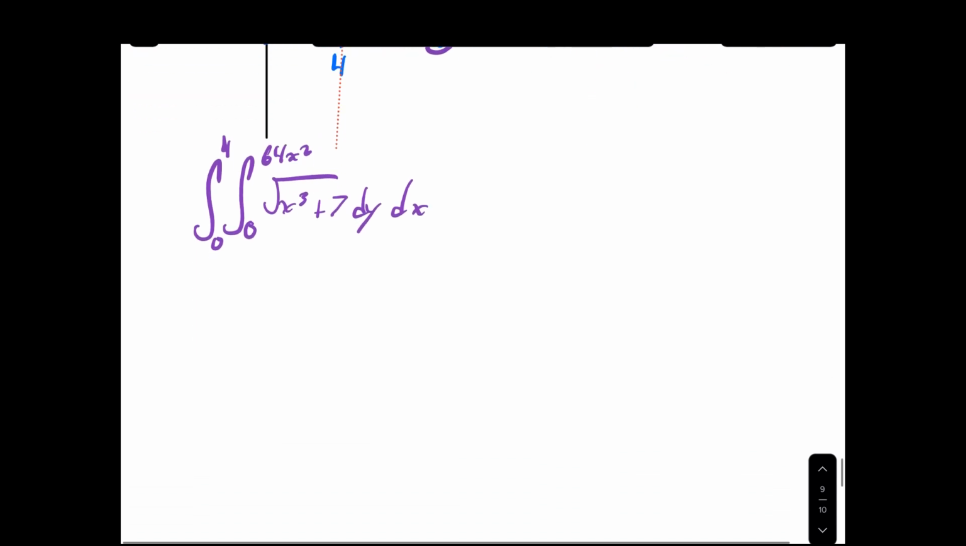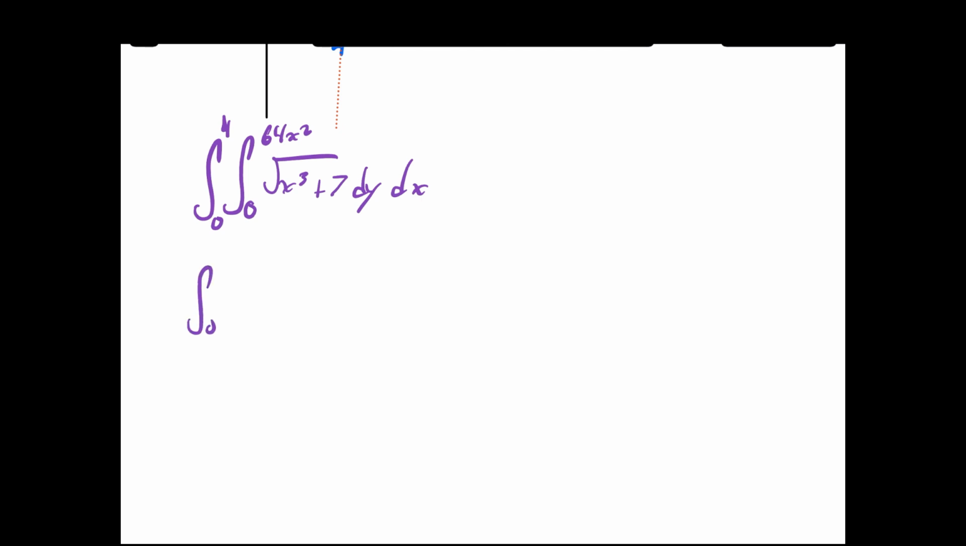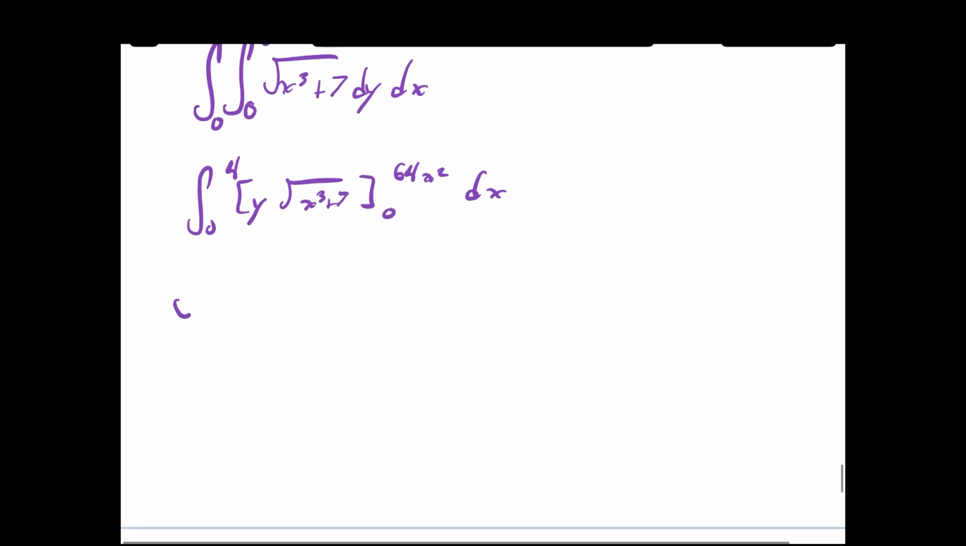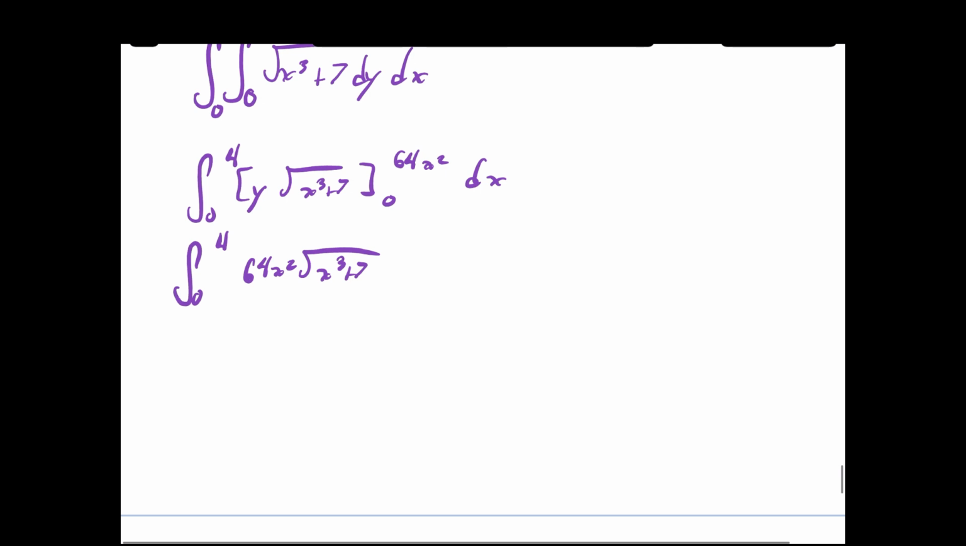And then you go about evaluating this, and the first time around, none of this is with respect to y. You're going to get the integral from 0 to 4 of y x cubed plus 7, evaluated at 64x squared to 0, dx. You're going to get the integral from 0 to 4 of 64x squared times x cubed plus 7. You're going to do a u sub here because you have x cubed plus 7 right here, and you have an x squared, and you want to cancel that out.